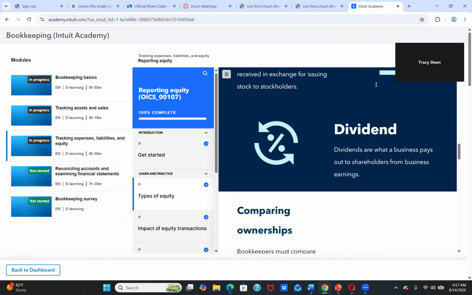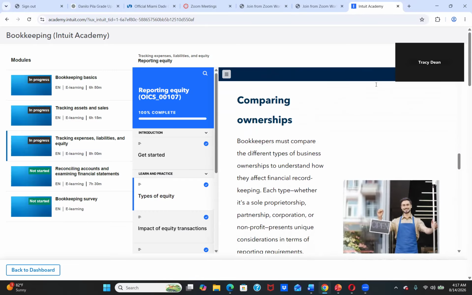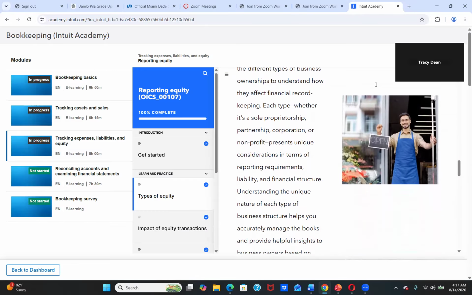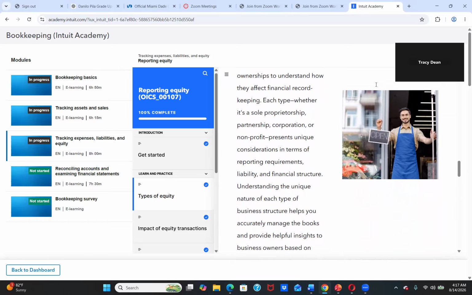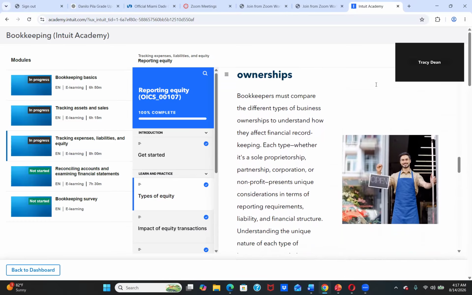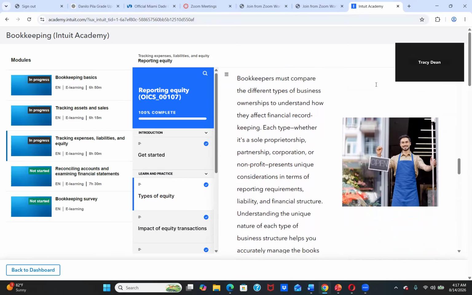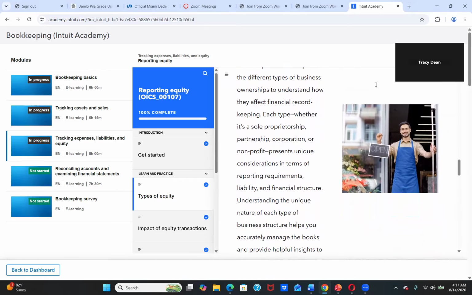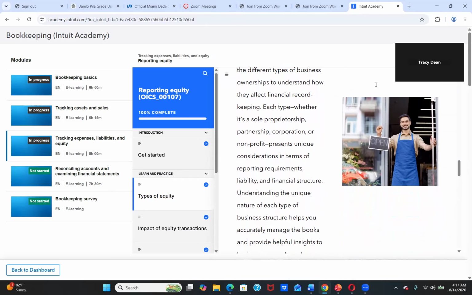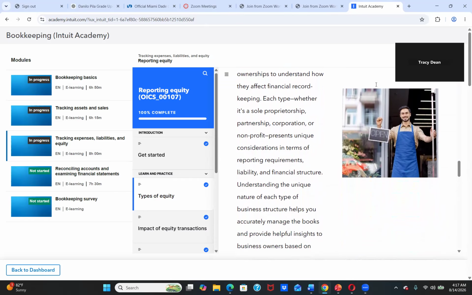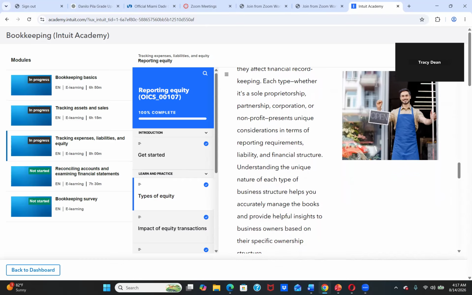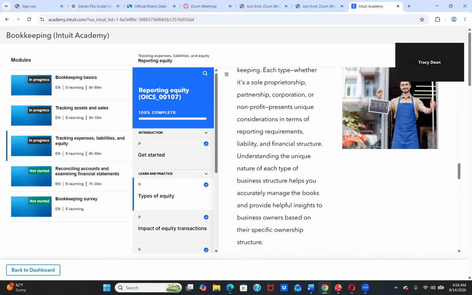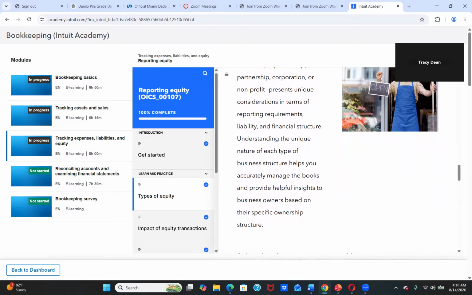So the next thing that we're going to talk about is comparing ownership. So bookkeepers must compare the different types of business ownership and understand how they affect financial record keeping. So what are the different types of ownership? So proprietorship, partnership, corporation, or non-profits.